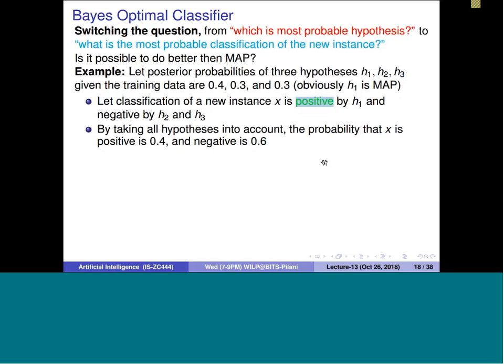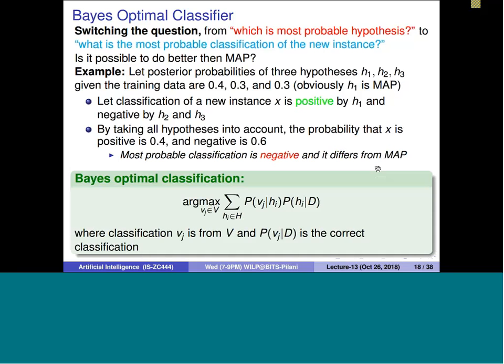But if I consider all of them, then what is going to happen? By taking all hypotheses into account, the probability that X is positive is 0.4 and negative is 0.6, because with 0.3 and 0.3 they are telling negative. So overall, I see that the most probable classification is negative, and it differs from the MAP.